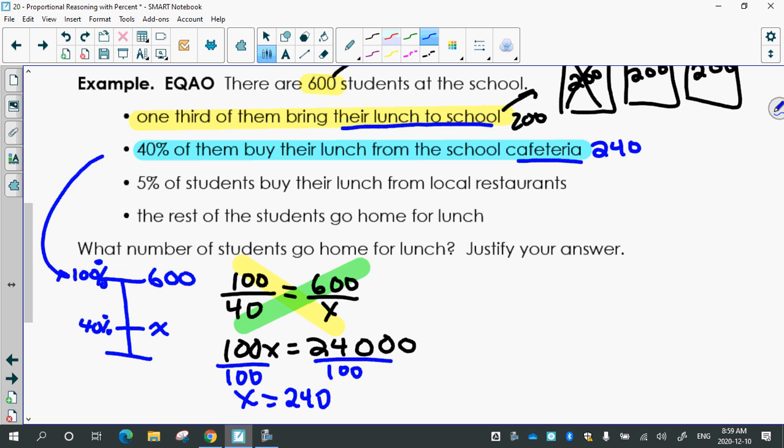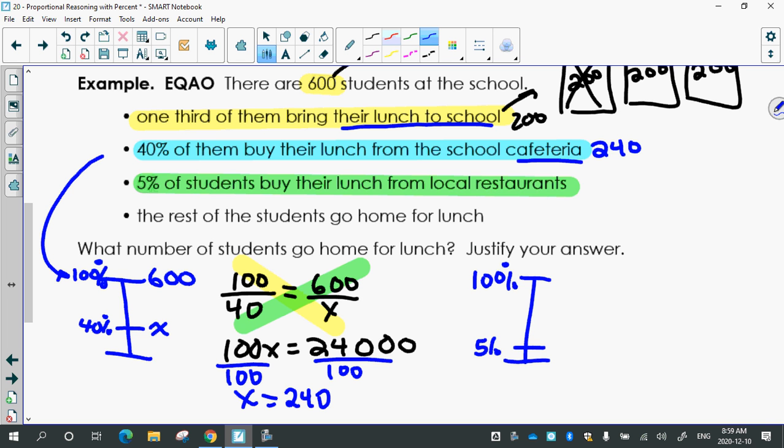200 bring their lunch to school, so we know that so far. So we're on our third clue, which says 5% of students buy their lunch from restaurants. And that's 5% of the students in total. So we're going to make another one of these diagrams with 100% at the top. 5% is really low, so we're going to put it way down at the bottom of our percent side. We know we have 600 students in total, and X is going to be how many buy their lunch from local restaurants. So now we can make our proportion: 100 over 5 equals 600 over X.